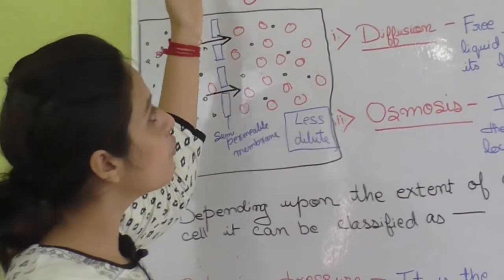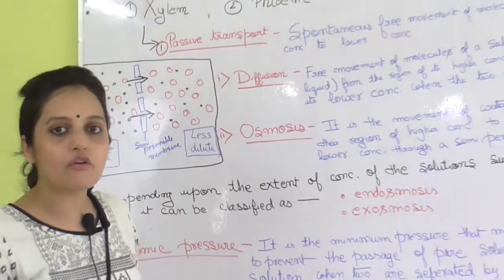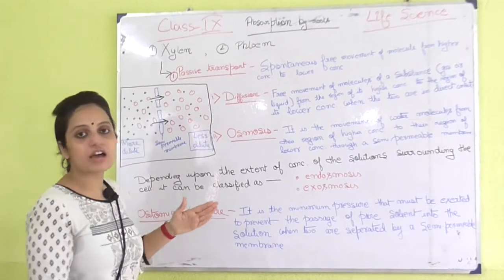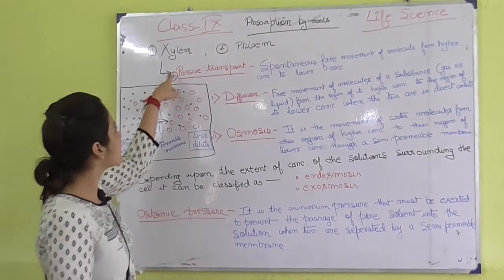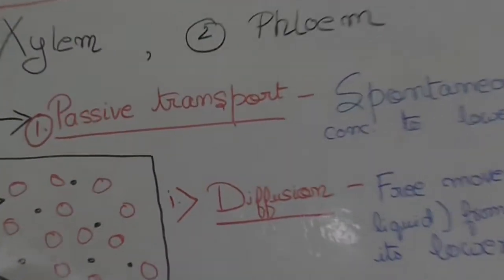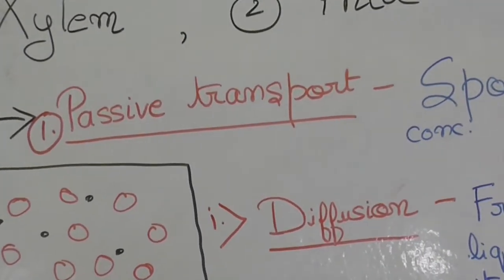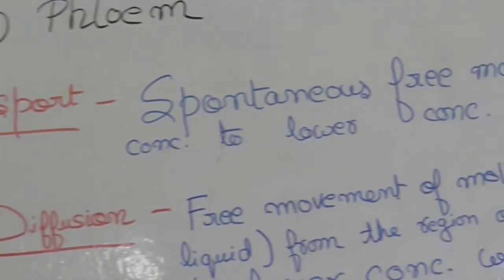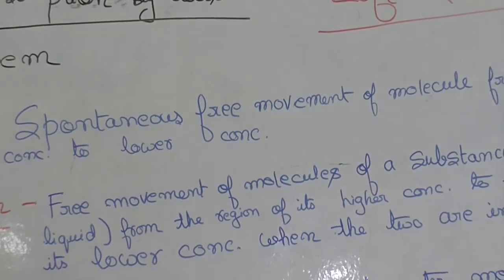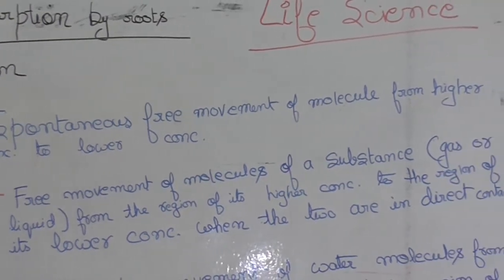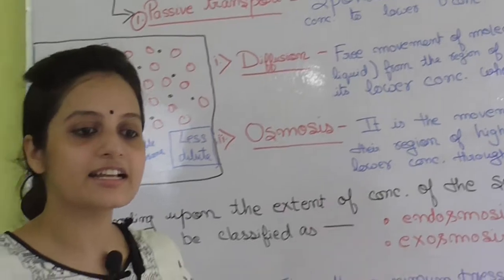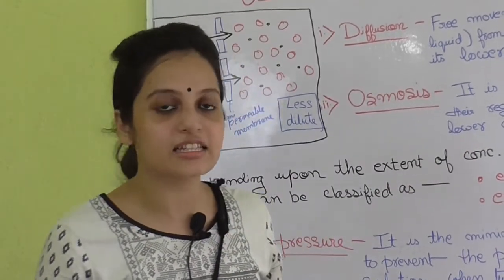For the transportation of the water in xylem, there are two types of transportation. Number one is passive transport. So, what happens in passive transport? In passive transport, the molecules move freely from their region of higher concentration to their region of lower concentration. There is no energy needed, it moves freely, spontaneously.